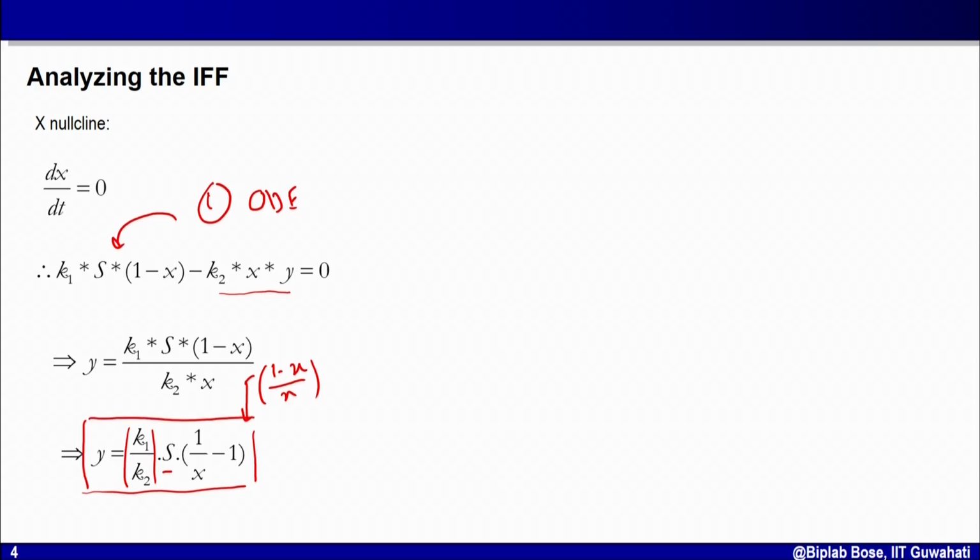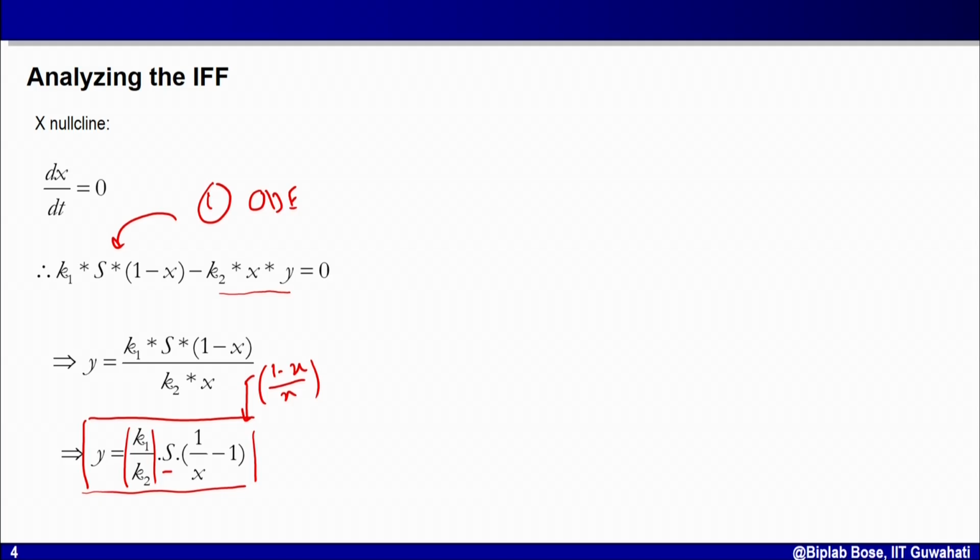And remember, here x nullcline also depends upon s. But the relation between y and x is non-linear. So if I have got x nullcline and y nullcline, I can look into the steady state. So I can do that graphically.